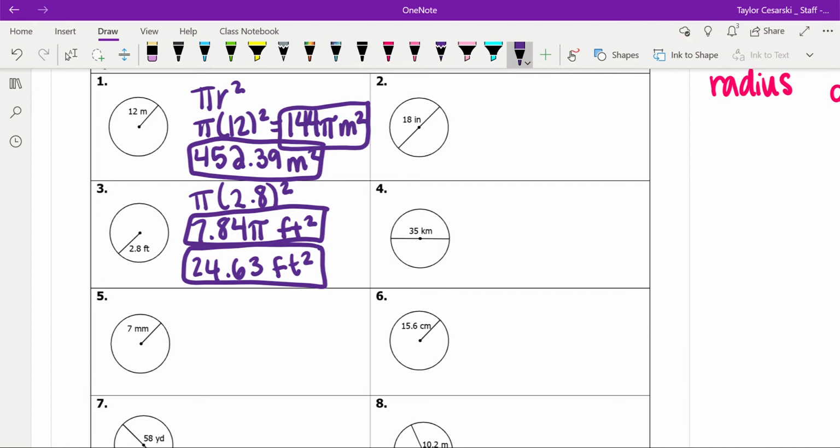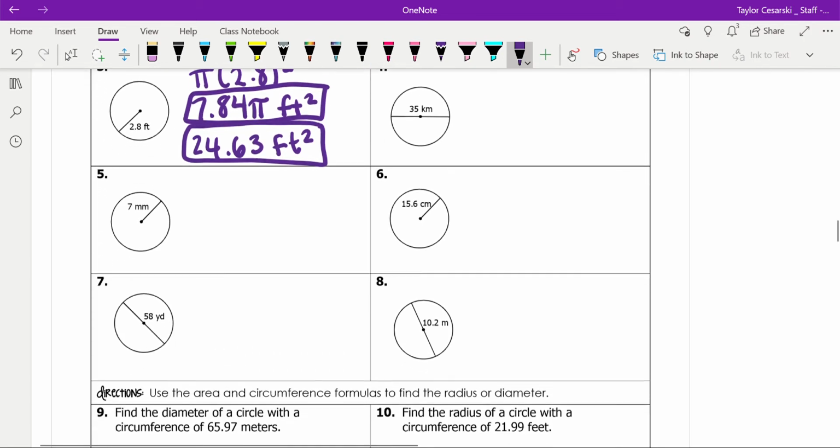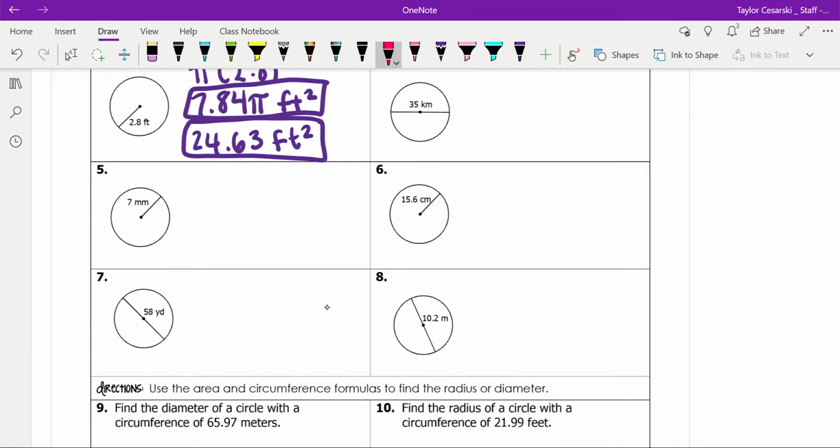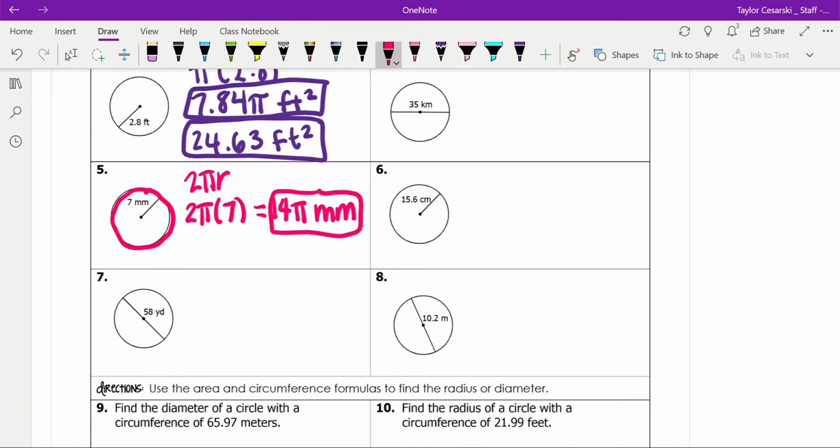All right, numbers 5 and 7. All right, so here we're finding the circumference. So my circumference formula is 2 pi r. So 2 pi times 7. Again, we're going to write it both ways just for practice. So 14 pi millimeters. Now, circumference is not going to be squared. Circumference, remember, is just your distance around the outside. It's not squared. So this would be your first way to write it. I think that way is pretty easy because you don't even have to type it in your calculator probably. It's just 14 pi millimeters.